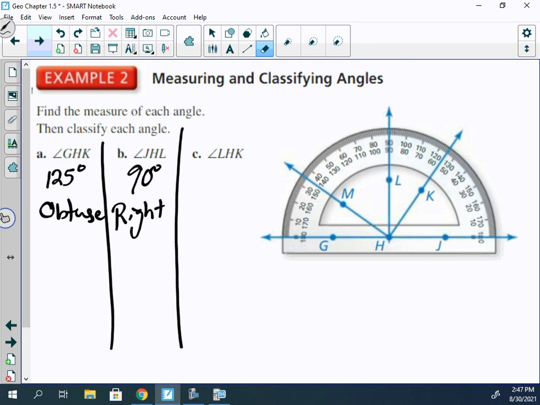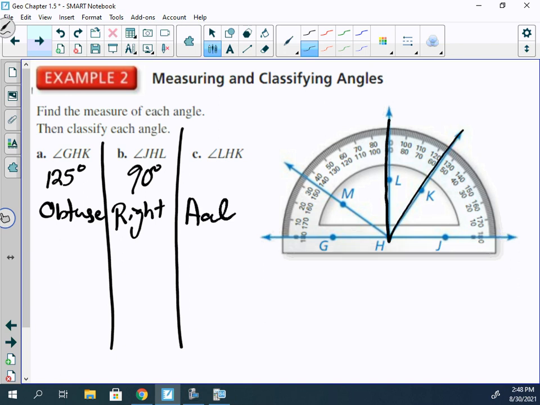So let's look at the last one for this set of 3. LHK. This would be acute, because we can see it's definitely less than 90. Maybe 125. So does either one of those rays start at 0?